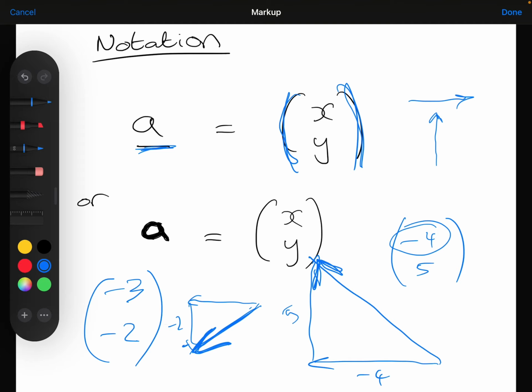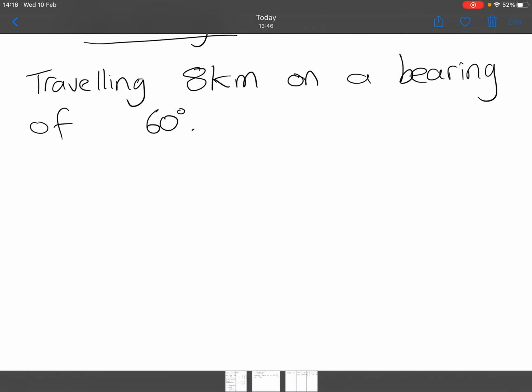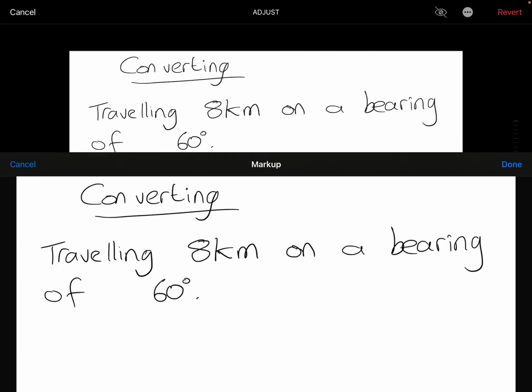So if the number on the top is positive, it means go to the right. If it's negative, go to the left. If the number on the bottom is positive, it means go up. If it's negative, go down. So let's have a look at a few examples.